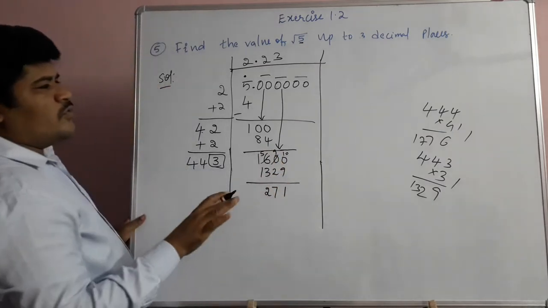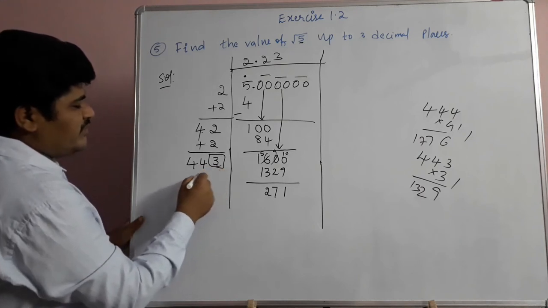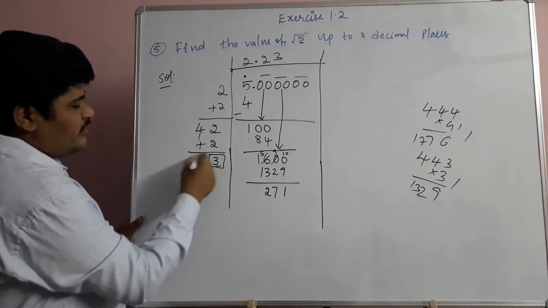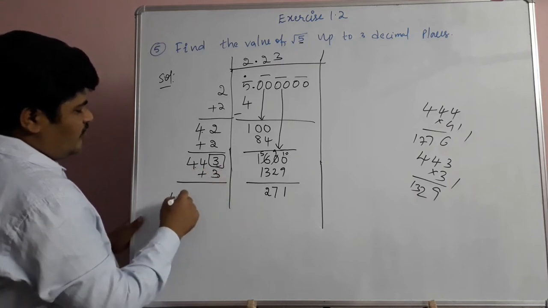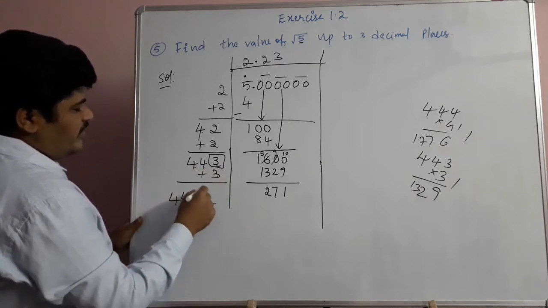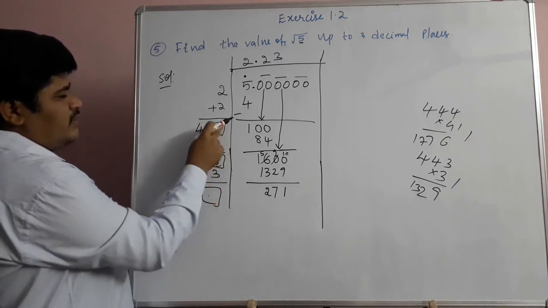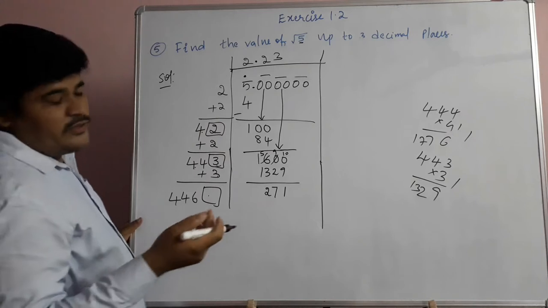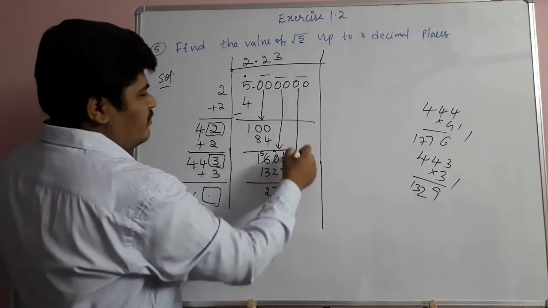So we are going to the next step, students. Here 3 is there, 3 is the units digit. It should be added to this number. So 443 plus 3 is 446. So we are going to find this number. Keep it in square boxes so it will be easy to identify. Now students, the next pair I am taking down.